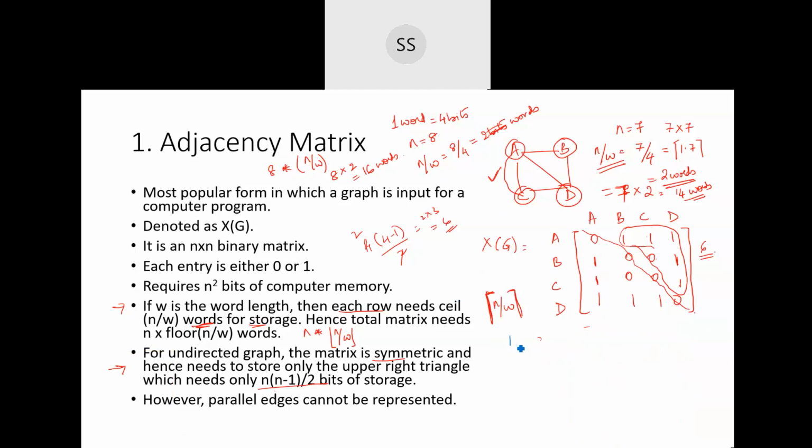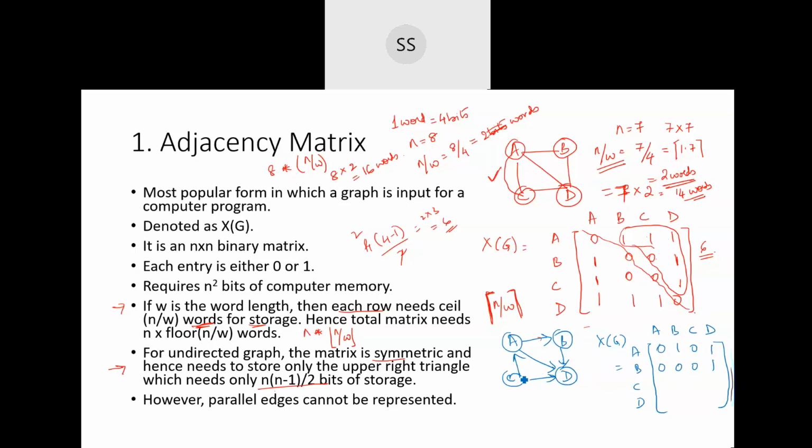Same one, I'm going to draw A, B, C, and D. If I have something like this, what would be my adjacency matrix for this? X of G is equal to, you have your A, B, C, D, and A, B, C, D. This is a directed graph. You have an edge from A to B and an edge from A to D. So B and D remaining is going to be 0. What about your B? You have an edge from B to D alone. So that is going to be 1. The rest is all going to be zeros.